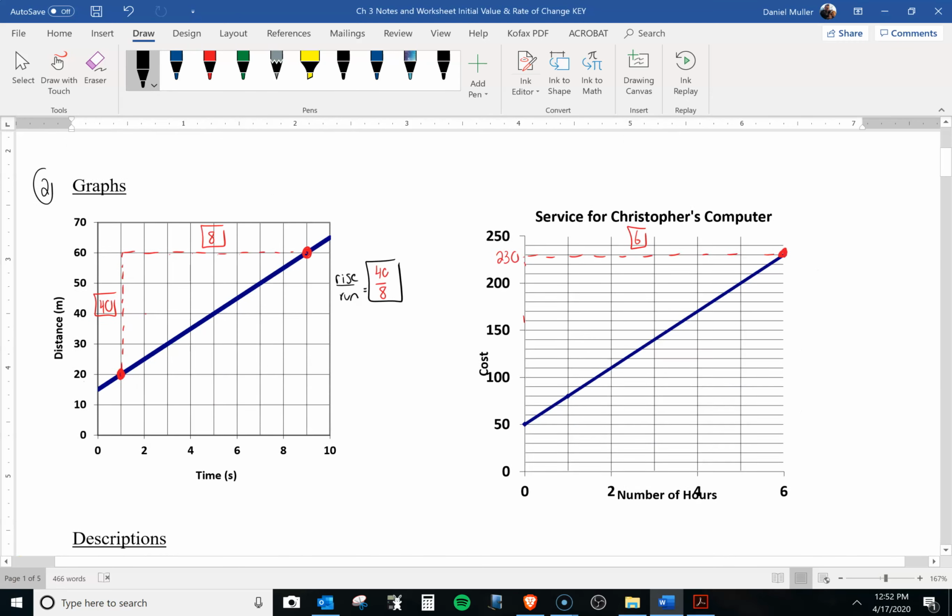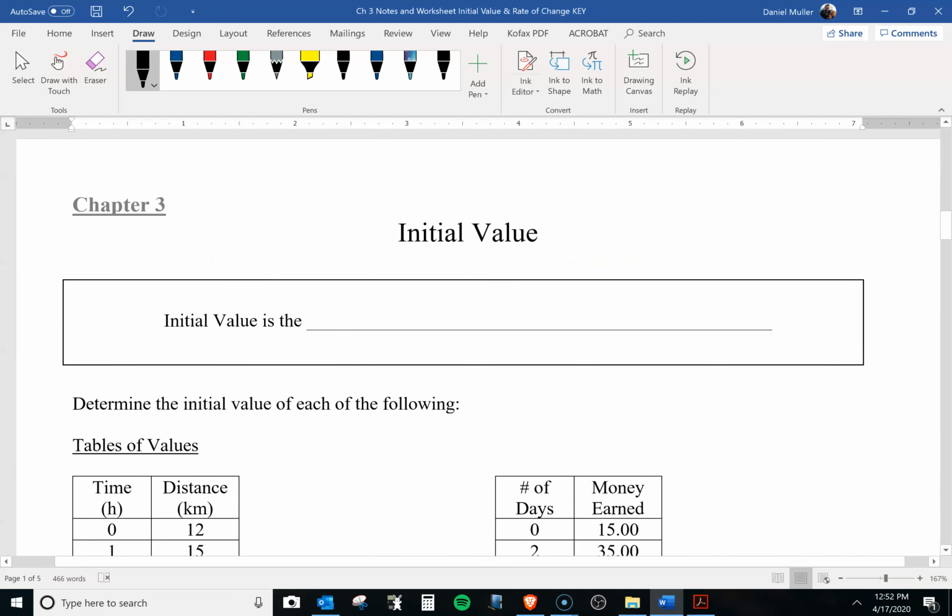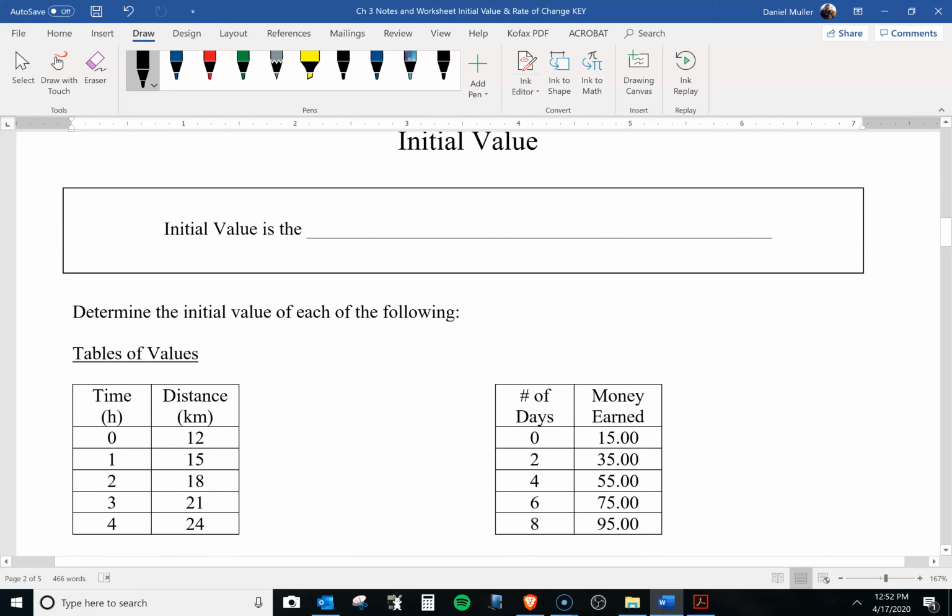So that was rate of change, and now we're going to go on. This is the exact same page, but now we're looking at the initial value.